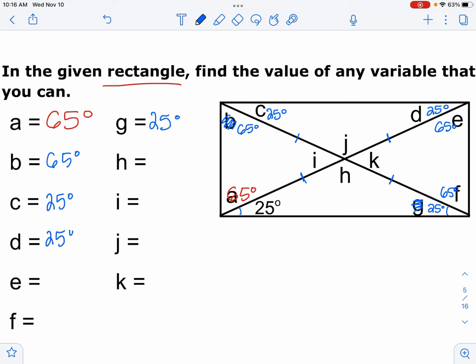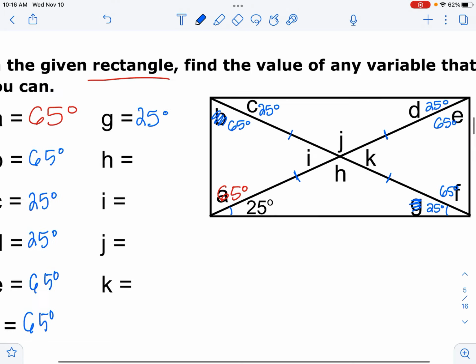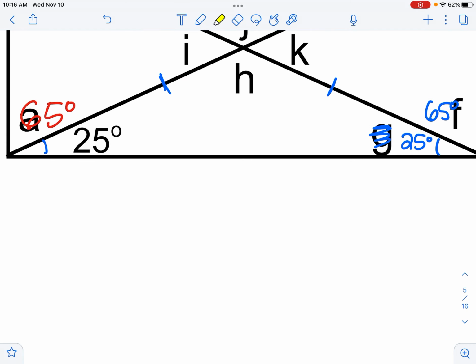D is 25 degrees. E is 65 degrees. F is 65 degrees. G I already did. Okay, so now I just need H, I, J, K. So now what I'm going to do is use the triangle itself. If you look, this triangle is only missing 1 angle. If I'm only missing 1 angle, I can find it using the other 2.